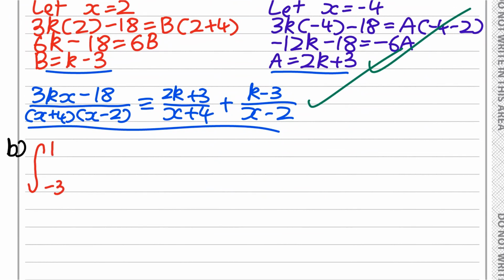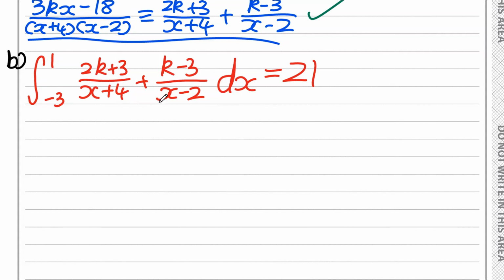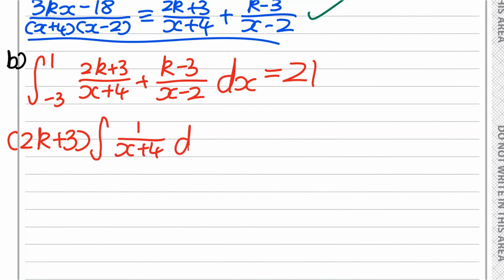So what we're going to do is rewrite this question here as the integral between -3 and 1 of these partial fractions, (2k + 3) over (x + 4) plus (k - 3) over (x - 2) dx, and then this is equal to 21, and we're going to do this integral and find what k is. Okay, so let's integrate these two terms individually. If we start with this one here, let's take this 2k + 3 as it's a constant. Let's take this out of the integral, so it's going to be 2k + 3, and then the integral of 1 over (x + 4) dx.